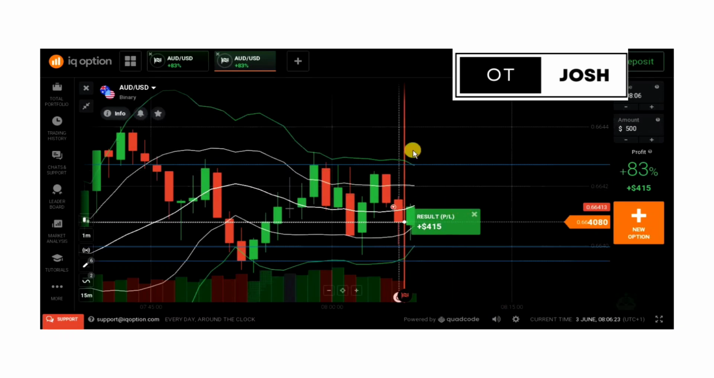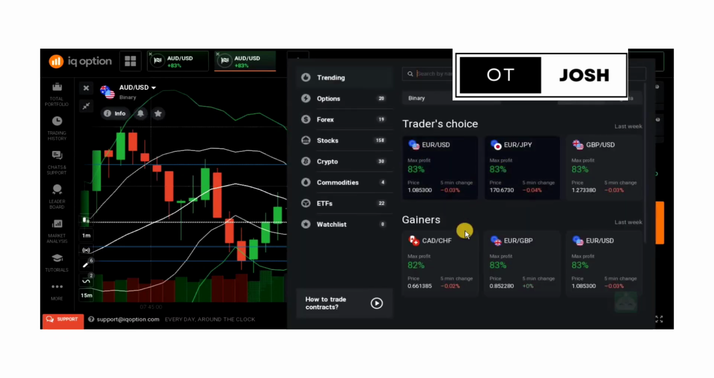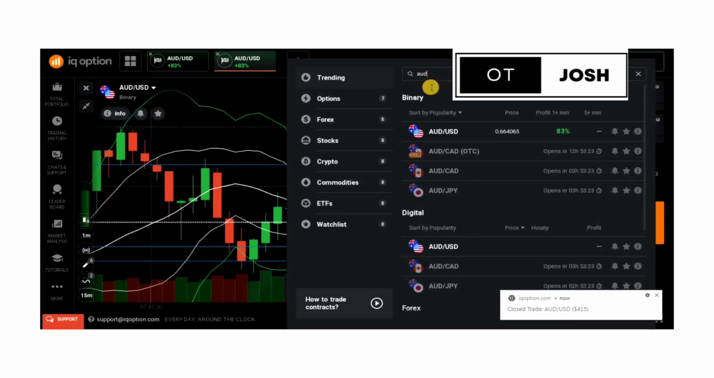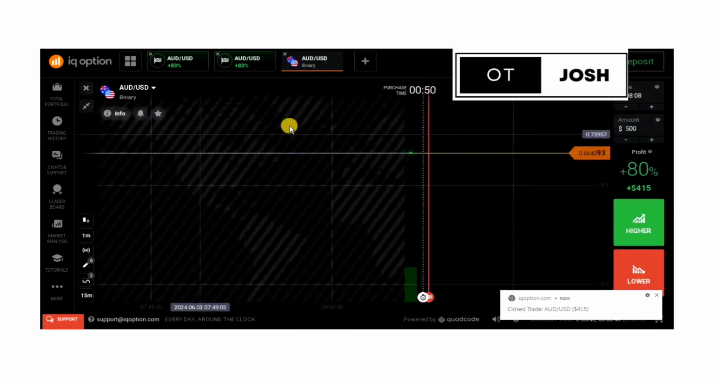Okay, now let's go on to the last trade using this AUD USD. Okay, let's go on to the last trade.